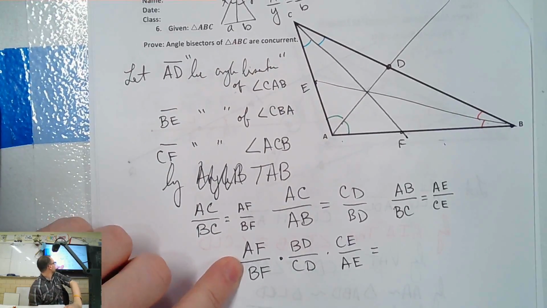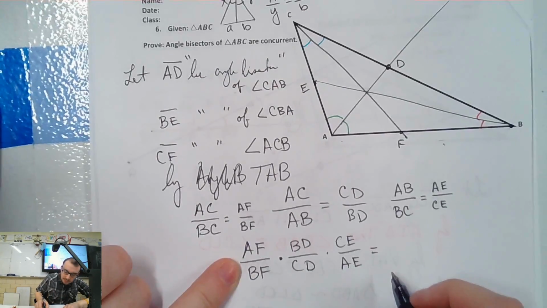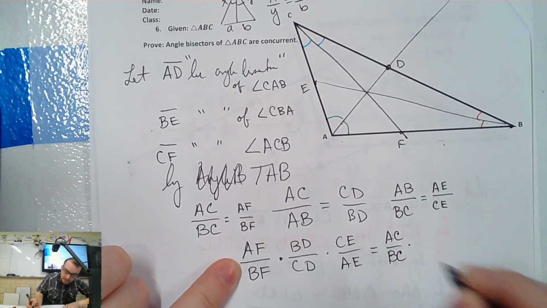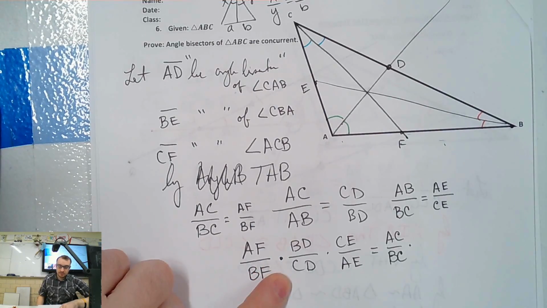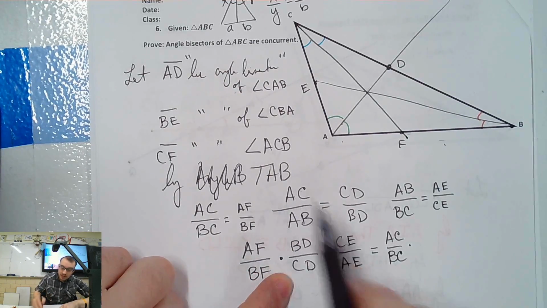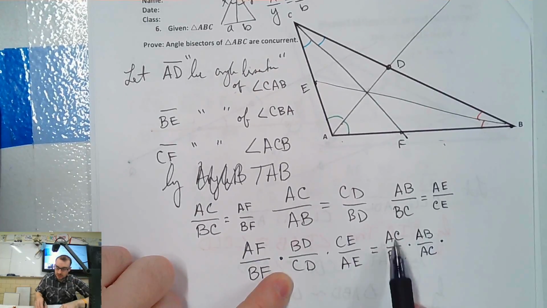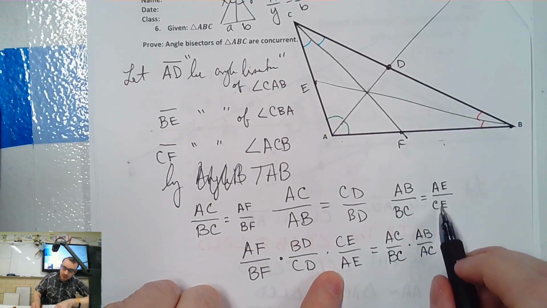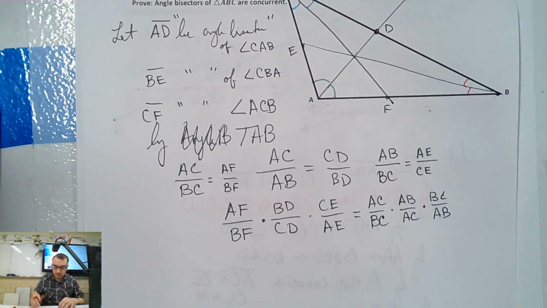So what does AF over BF equal? Didn't we find that earlier? What does it equal? AC over BC. Okay. What's BD over CD equal? Be careful, it's flipped. AB over AC, very good. Are you seeing where this is going? Right? We're going to have things cancel. CE over AE, we know equals BC over AB. And if I did it right, everything should cancel and become 1.